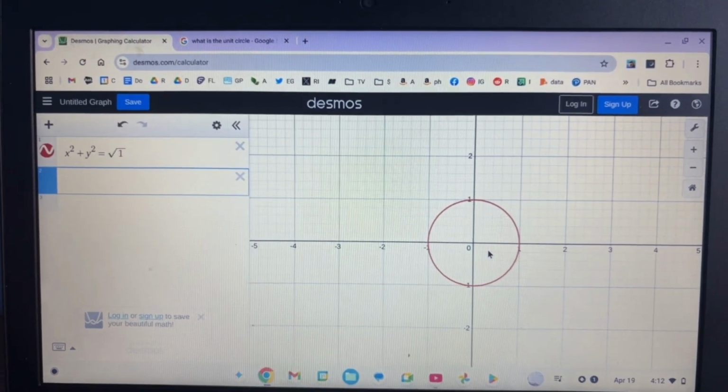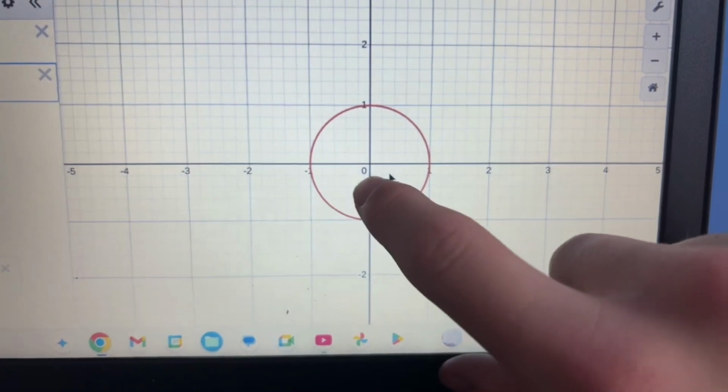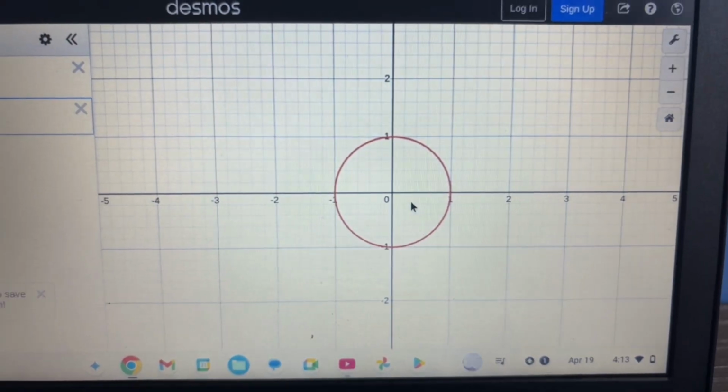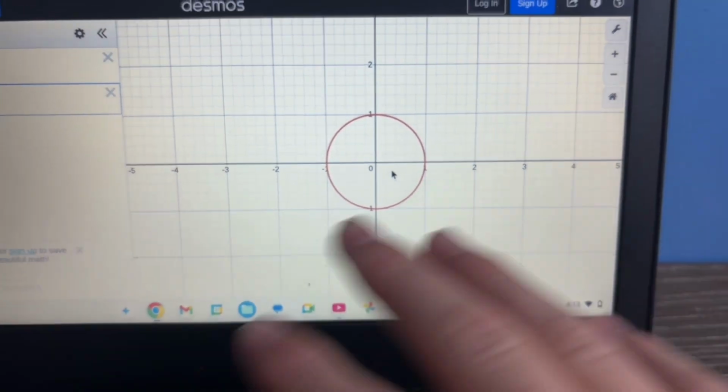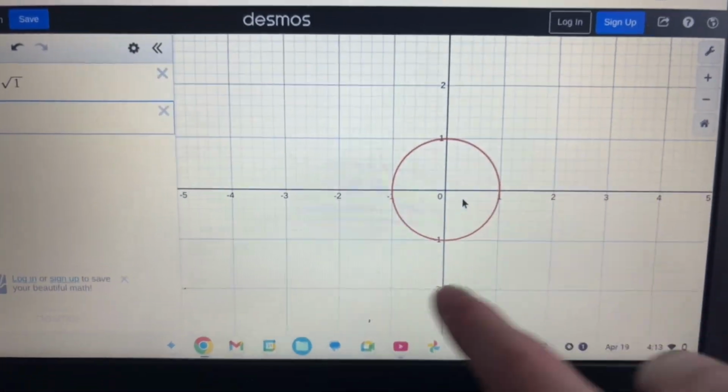You're the first one. So the unit circle is a circle in the coordinate plane centered at 0, 0 with a radius of 1. What that would look like on Desmos is a circle centered at the origin with a radius of 1. This is the basis for all of the calculations and everything else with the unit circle. Just remember, it's all happening on this.